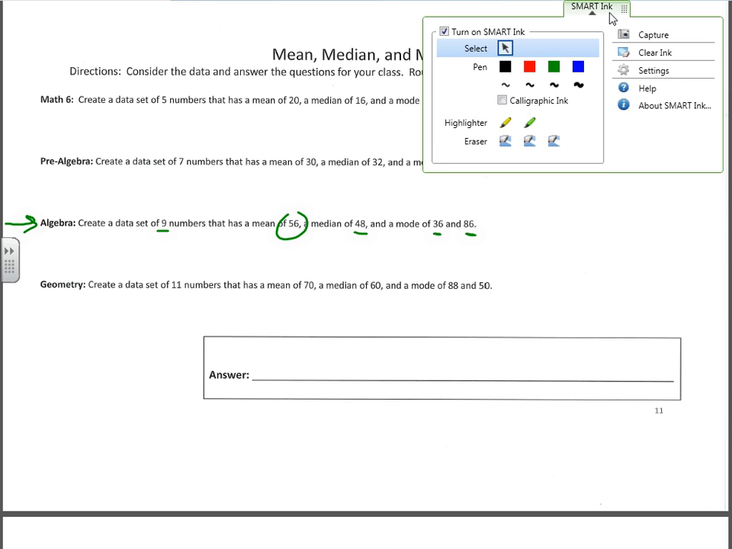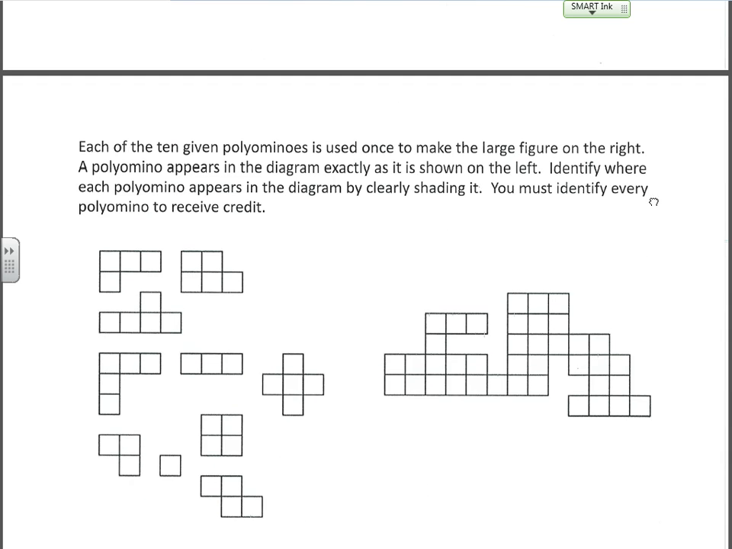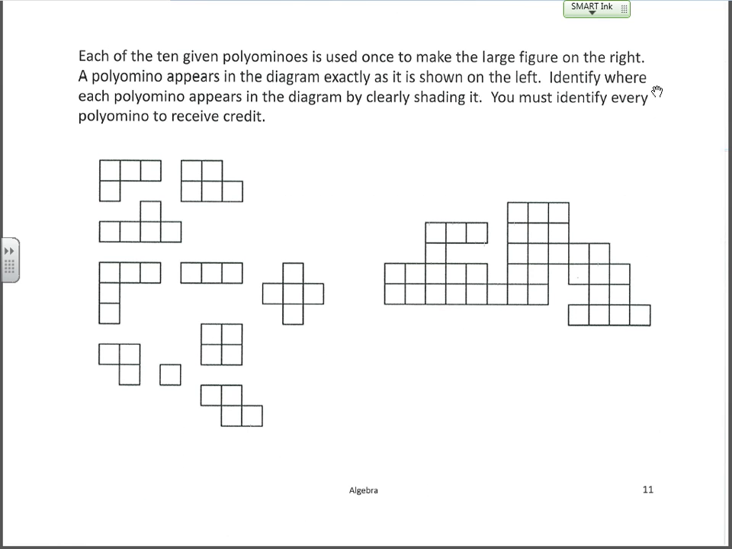Then finally, your polyomino question. You know how this one goes. Each of those 10 figures appears in the figure on the right exactly as they are on the left. Your job is to tell me where each one shows up.